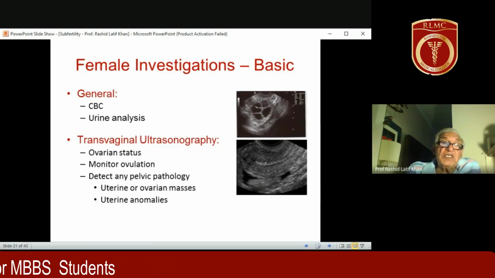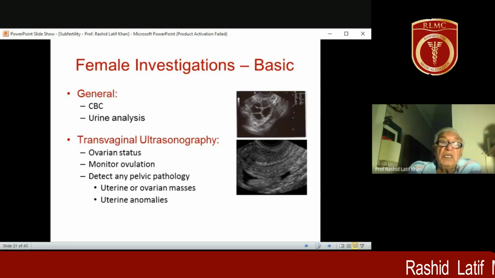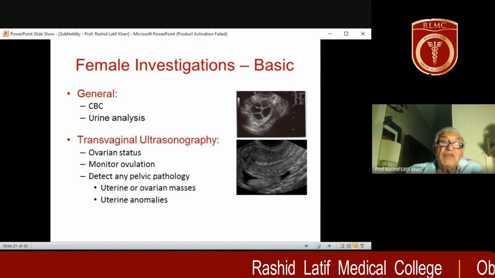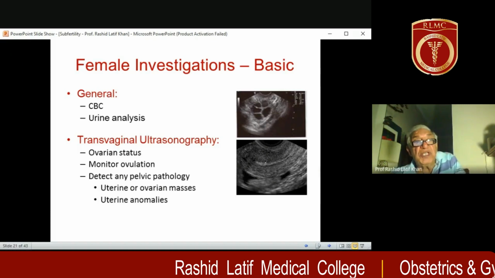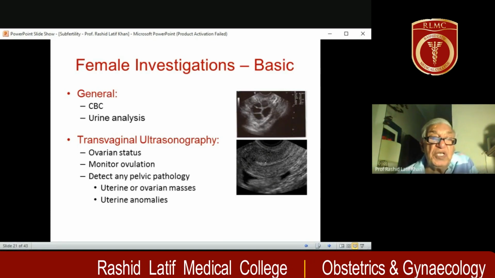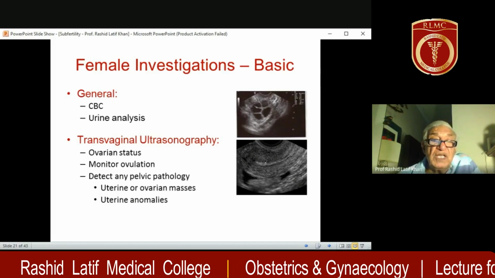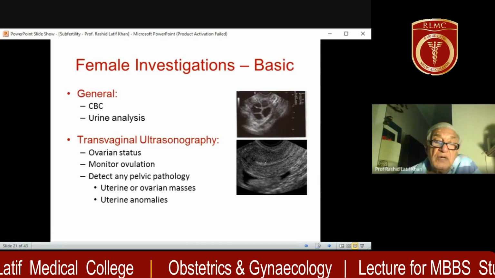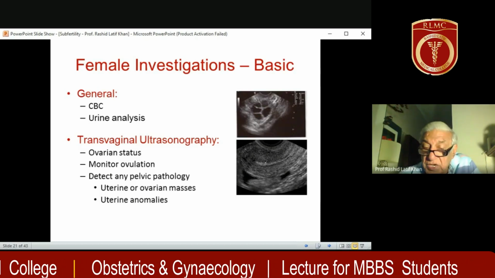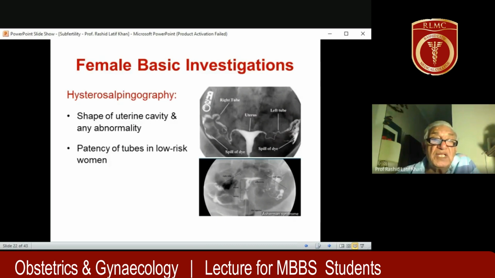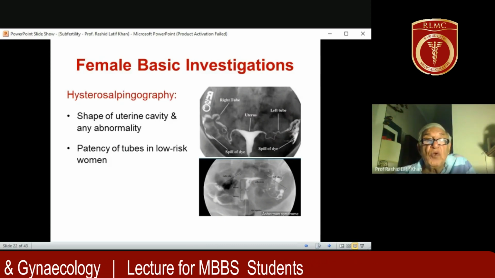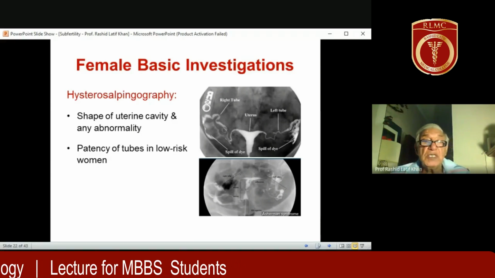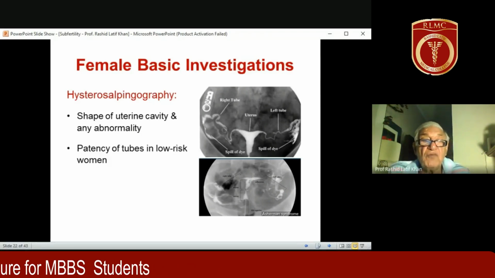Once we are finished with examination of both, remember I have said both. If you are reluctant to examine the male, then ask your male colleague to examine the husband and do proper evaluation of both. Once we have done physical evaluation, then we come to investigation. The routine investigations like CBC, urine, and transvaginal sonography these days are routinely carried out for the status of ovaries and uterus. I told you that in 40% of patients the tubes are blocked, and in another 40% ovulation doesn't take place.